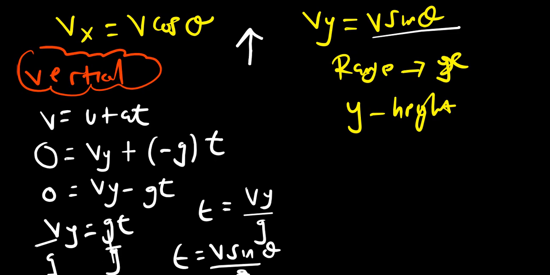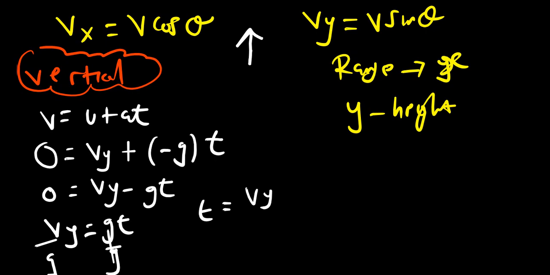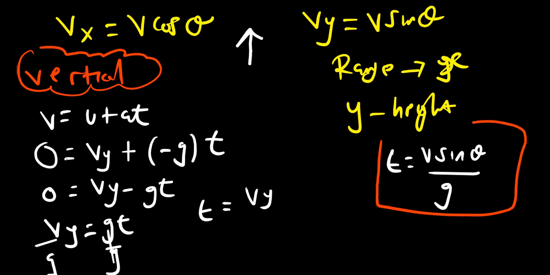Okay, let me just write it on top there. So we're saying our t will be equal to V sine theta over g, like that. Now this is another important equation that you need to understand. This is used when you're finding the time when it just reaches its maximum point. This will be the time of flight, okay?